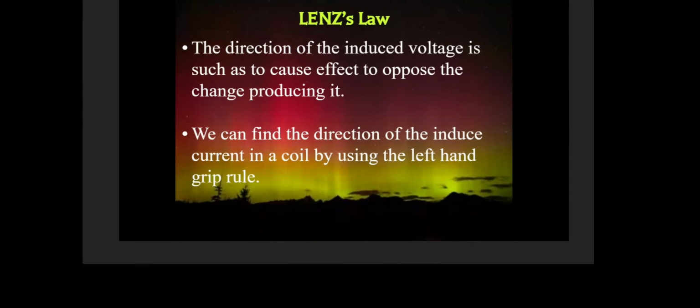All right, so Lenz's law tells us the direction of the induced voltage is such that it causes the effect to oppose the change producing it. Now, to find the direction of the induced current in the coil, we are going to use what is called the left-hand grip rule, which operates the same as the right-hand grip rule.